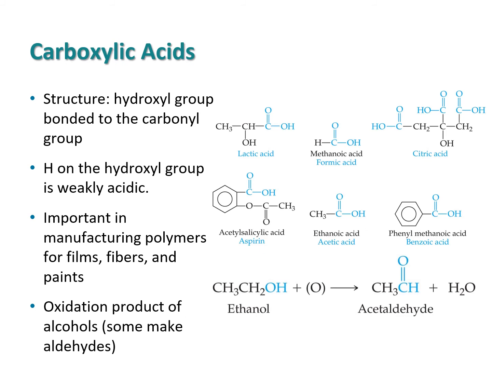Then we have carboxylic acids. Like we stated earlier, they have the carbonyl group and then a hydroxyl group right next to it. Lactic acid is actually the acid that builds up in your muscles and ends up causing soreness. Citric acid is the one in citrus fruits. And then we have many other types of acids.